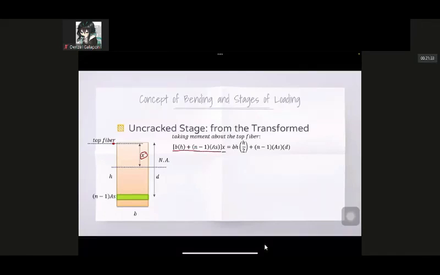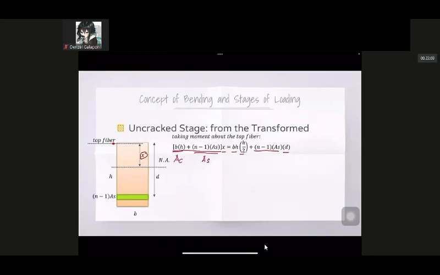And then the area multiplied by your moment arm plus the area of steel multiplied by the moment arm of the steel. So isa-isahin natin. Let's say the total area, that is area of concrete, that is B times H. And then area of steel in transform section is we have N minus 1 AS. So this is the area of concrete. This is the area of steel.